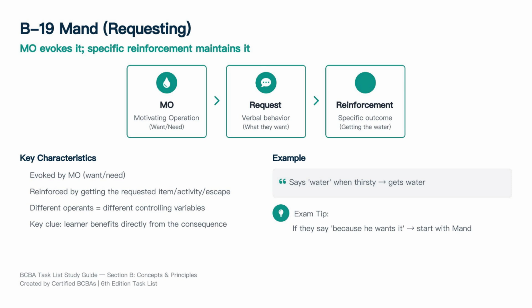A mand is basically language that gets you something. It's evoked by an MO, want/need, and reinforced by specific consequences that directly benefit the speaker. So if the vignette emphasizes deprivation, desire, or because he wants it, start by checking whether the consequence is the requested item, activity, attention, or escape.